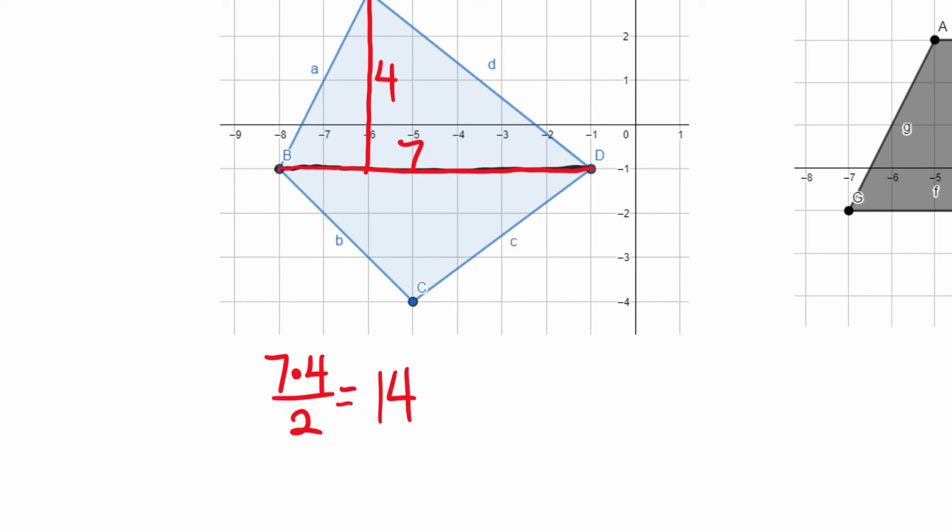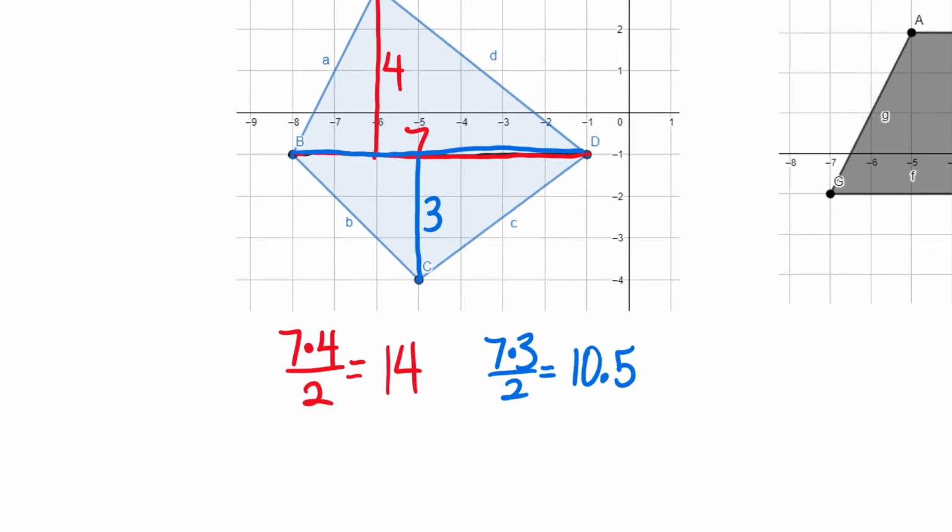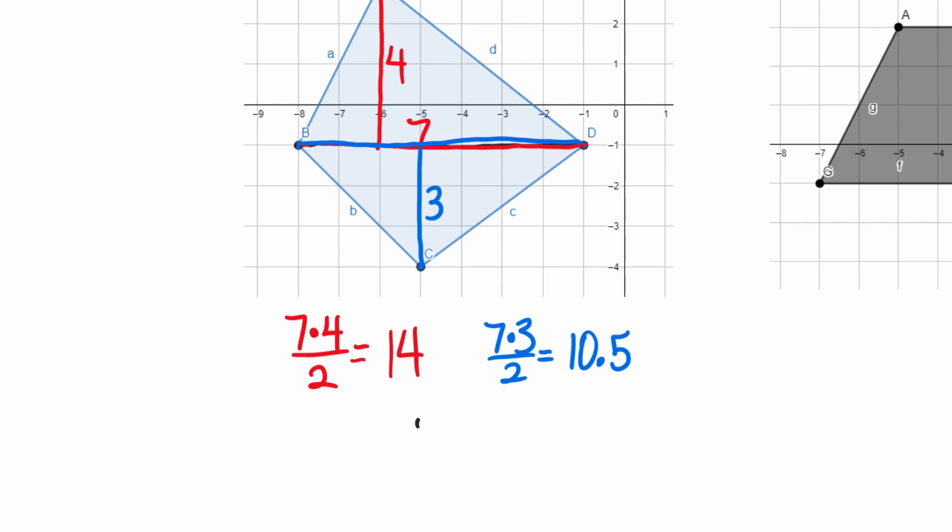Then on the triangle on the bottom, this one is 7, obviously still. And then what's the height? 3. So this one's 7 times 3 divided by 2. You get a decimal, right? Yep, 10.5. So then together, what is that? Okay, good. 24.5 units squared.